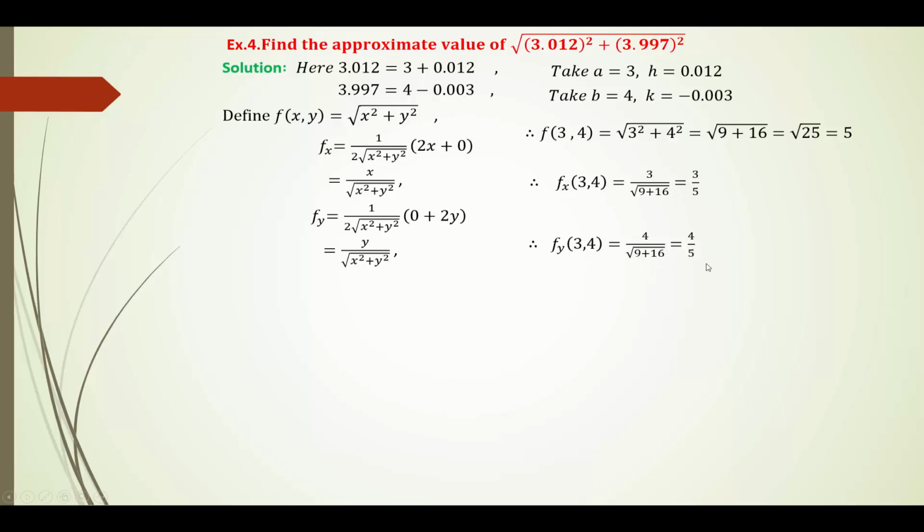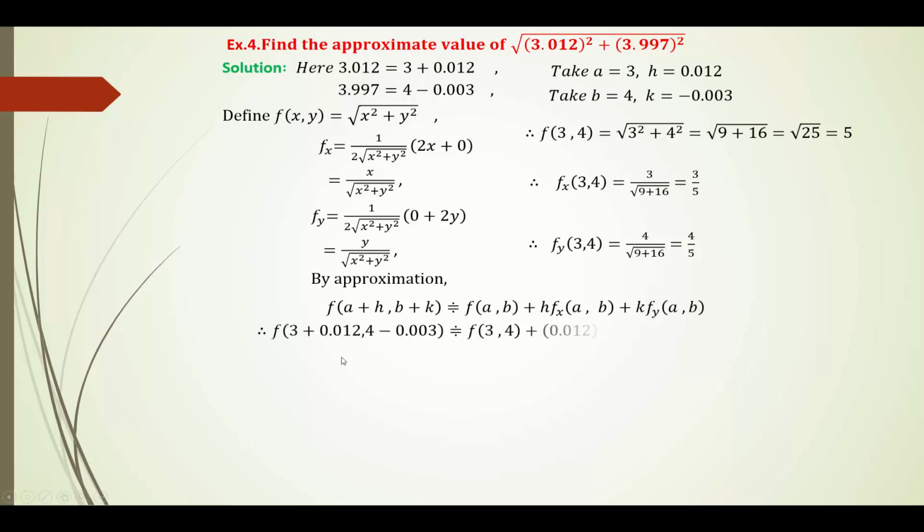fy(3,4) is 4/5 and f(3,4) is 5. Use the formula of approximation: f(a+h, b+k) is approximately equal to f(a,b) + h·fx(a,b) + k·fy(a,b). Here put the values of a, b, h and k. Therefore, a is 3, h is 0.012, so 3 plus 0.012.